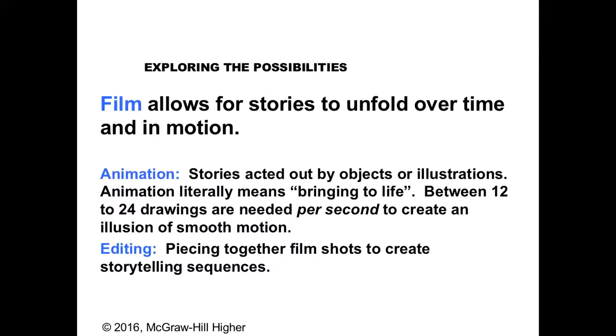Animation, same thing, same development. A little bit later, illustrations instead of live people and so on. So there's just the storyboard and the drawings. You would just take pictures of the drawings consecutively. Okay, so 12 to 24 drawings needed per second, same as film, to create an illusion of smooth motion.